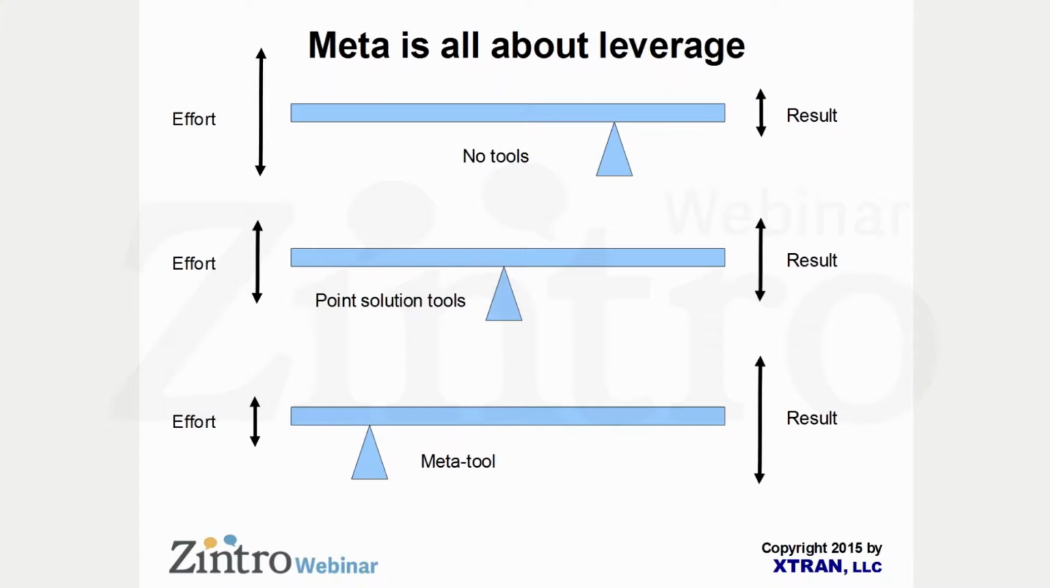Okay, one of the things that meta does is it gives you leverage. If you think about a situation, let's say we're a software development shop and we have no tools at all. We're just hard coding everything to the bare metal, more or less. Well, we put a lot of effort in and our results aren't that great because we don't have leverage. If we start to use some point solution tools from various vendors to automate certain aspects of what we're doing, then we begin to get better leverage, but we're really not in control of it very much because we're dependent on those vendors. We're dependent on what tools are available in the marketplace to provide that leverage as well.